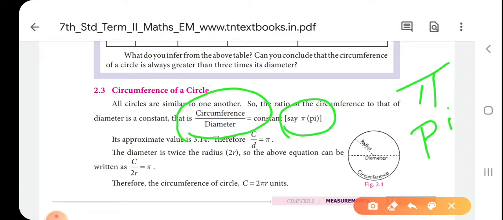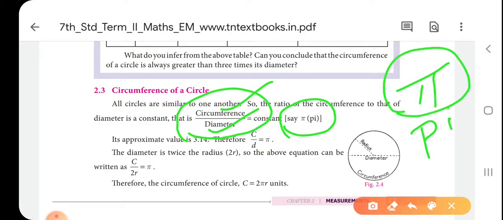We already studied ratio in 6th standard. What is a ratio? Comparing quantities. So here, which quantities are we comparing? Circumference and diameter. So circumference divided by diameter, the ratio is called pi. This is the symbol pi.